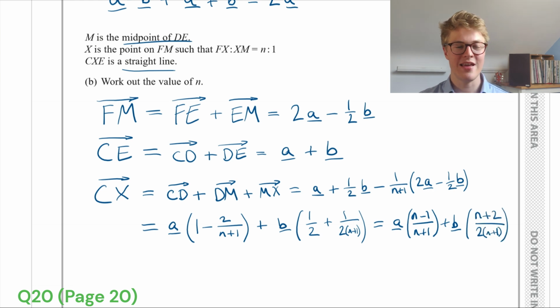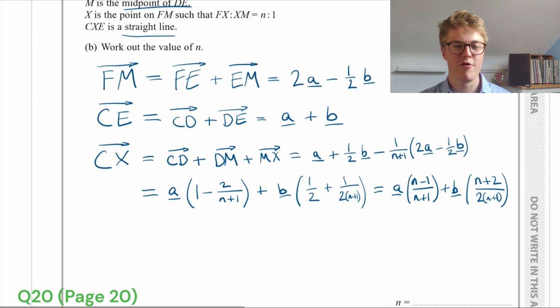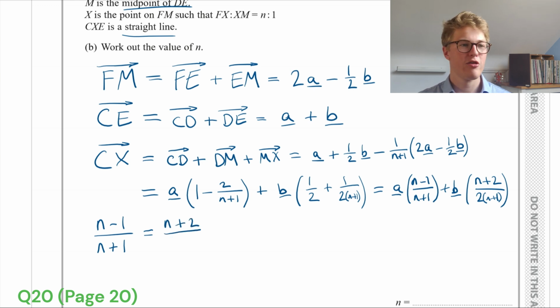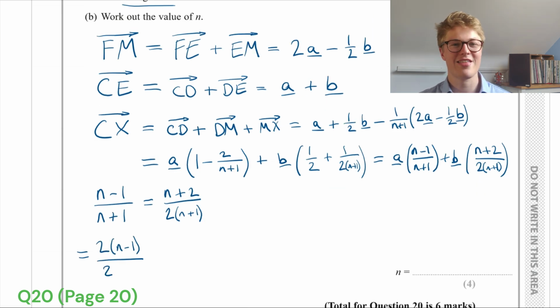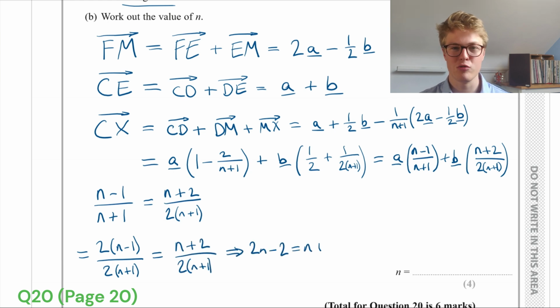Now we need to look at CE and CX. So remember CXE is a straight line, so therefore the ratio of the coefficients for CE and CX are going to be the same. We've calculated CE and seen that the coefficients are 1 to 1, i.e. before a and before b it's just 1 to 1. So therefore for CX that means that (n minus 1) over (n plus 1) is going to be equal to (n plus 2) over (2n plus 1). So we can simplify this where we make the denominators the same. So that means the numerators are going to be equal, which is 2n minus 2 equals n plus 2. Therefore 2n equals n plus 4 by adding 2 to both sides, and therefore n equals 4, which is our final answer. There we have it.